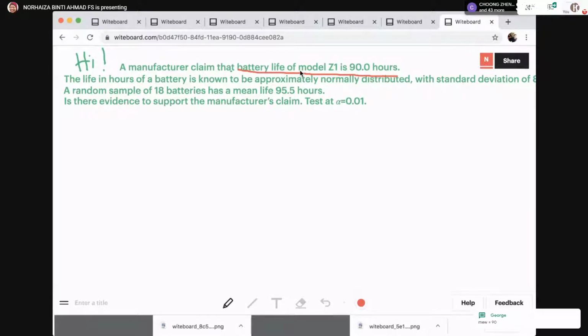What parameter would you like to use? So mu equals 90. Here we've got mu equals 90. Just right here. So this is mu equals 90.